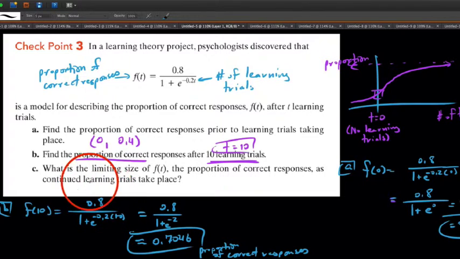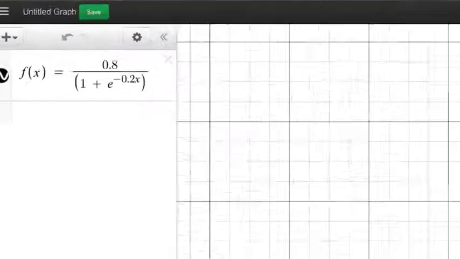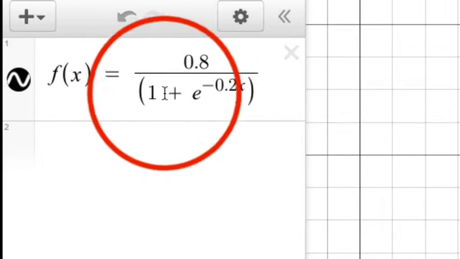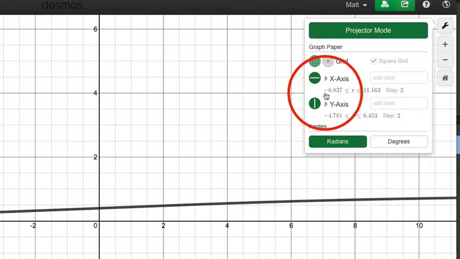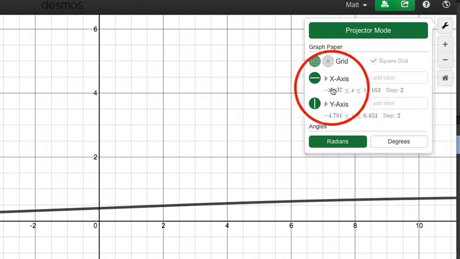So the last part here, it says, what is the limiting size of f of t? So go find f of t, but we say, what is the limiting size of f of t? The proportion of correct responses, but as continued learning trials take place. And so basically what they're saying is t gets very large. As t goes to infinity, what is our proportion approaching? So what I did was I graphed this in Desmos, and you can see that I've got this up over here, and it kind of doesn't look very interesting right now. As I say, the proportion would have to be between 0 and 1.